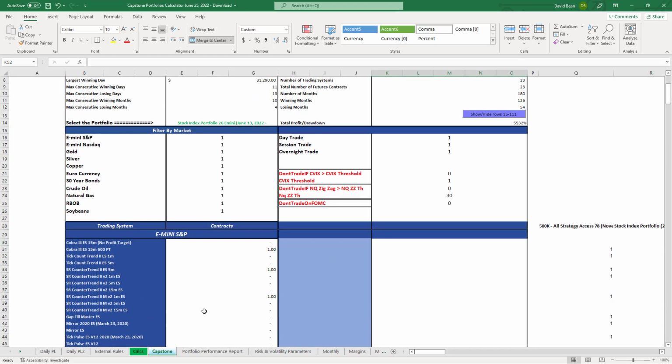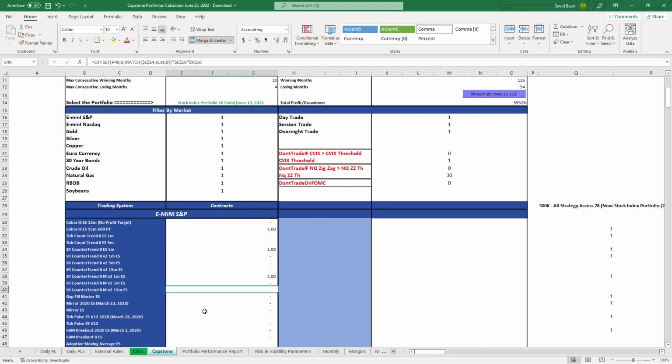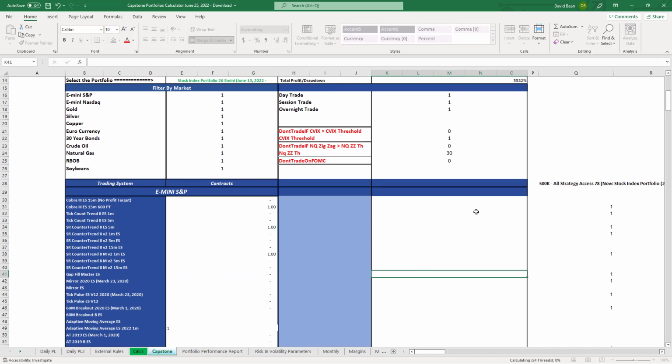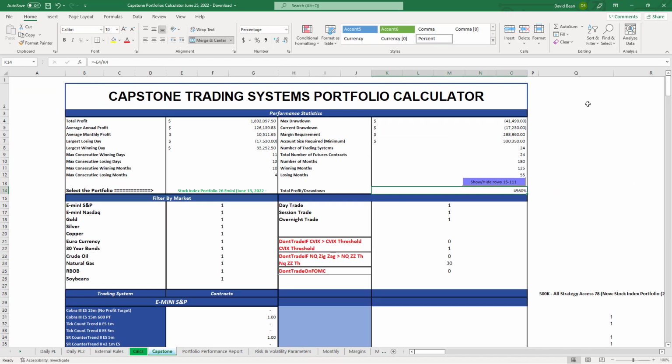The new adaptive moving average. Also, we have the new tick pulse that I'm going to set up as well. So you get the new tick pulse, and so you're at 45.60 when you do that.